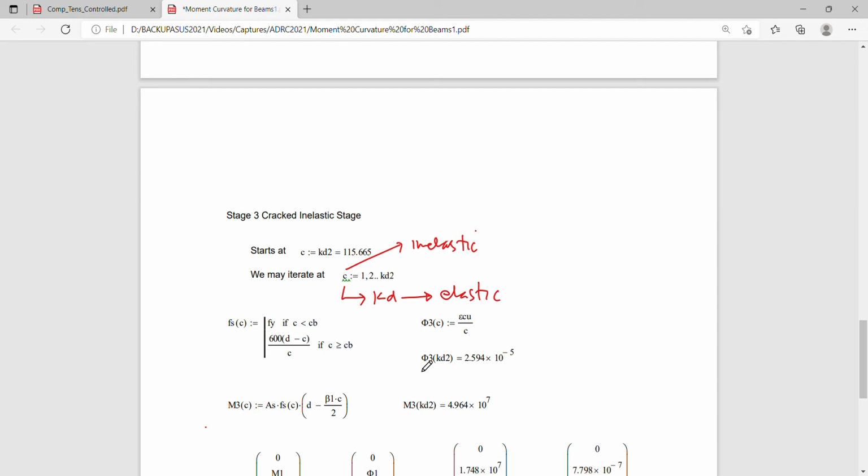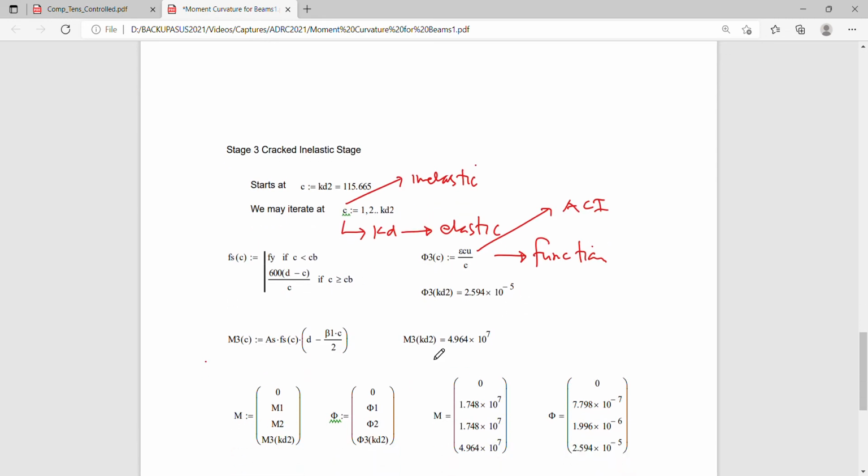For your phi 3, now we can assume a functional expression. So phi 3 is a function of c. And we know that curvature is simply equal to strain all over your distance from the neutral axis. So this is a simple function. That's why MathCAD will automatically put in one by one the values of c iterated from 1 to kd2, and also epsilon cu, which is a fixed value coming from the ACI code. So this is the ACI definition of the crushing strain of concrete. So M3(c) is simply equal to a simple formula, As fs, sorry, As fs times (d minus a over 2). We are not using jd in strength design, so we are using d minus a over 2.